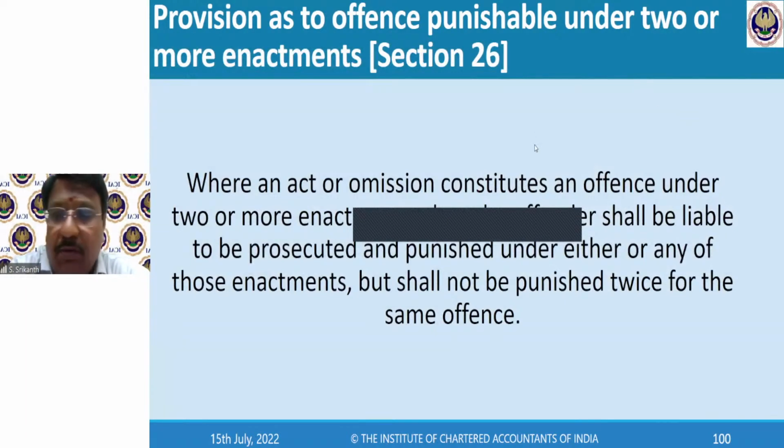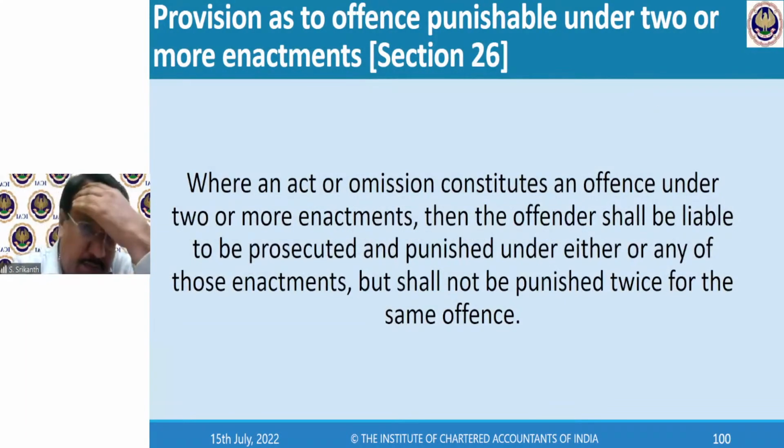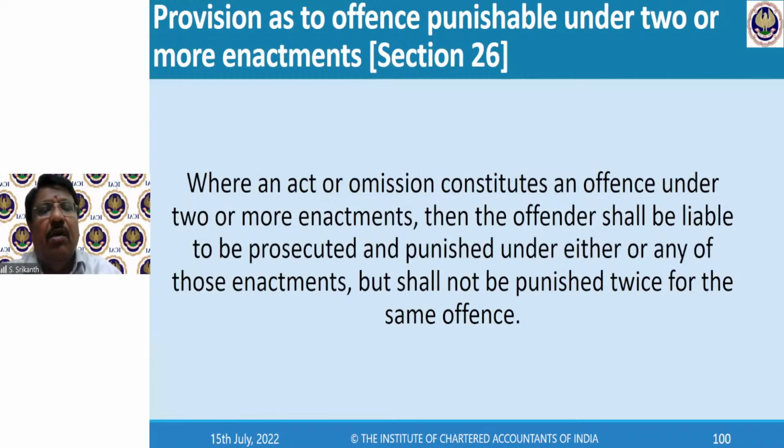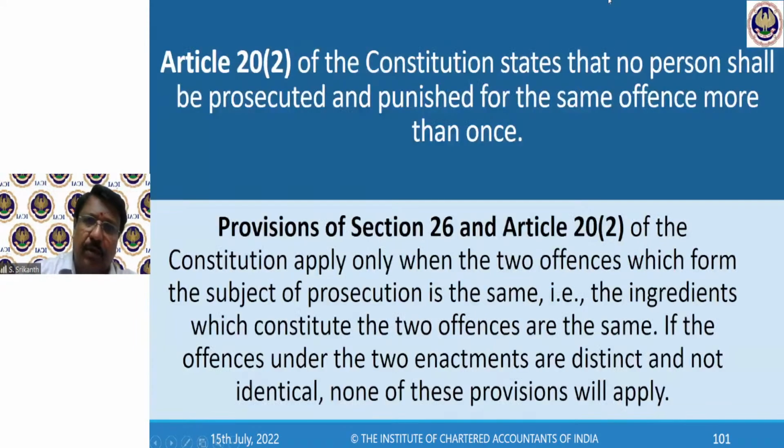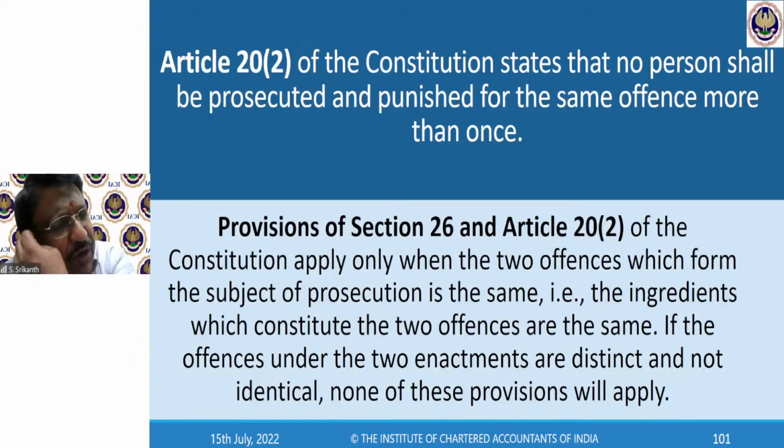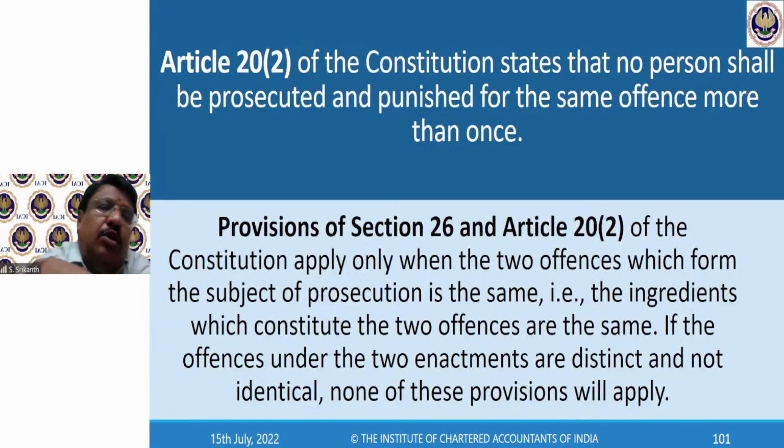Welcome back from your break. So we've seen how a person cannot be punished for the same offense twice, right? This is double jeopardy, Article 20, clause 2. In the Constitution, don't say section or subsection. We call it article and clause, subclause. So Article 20, clause 2 of the Constitution states that no person shall be prosecuted and punished for the same offense more than once.